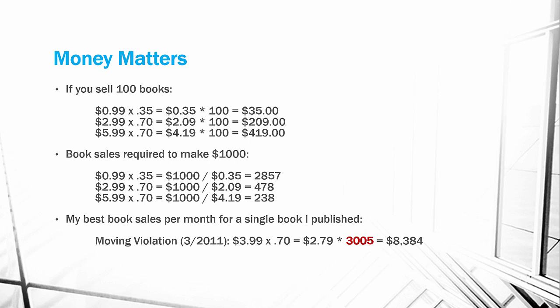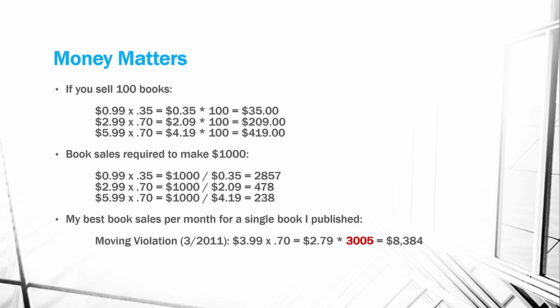Let's see what happens if you sell 100 books at 35 or 99 cents. Well, you're going to get that 35% payback or royalty, or $35. It's still some money, but you need to sell quite a few at 99 cents to make anything. Notice the jump when you go to $2.99. Oh, here we're making $209. And $5.99, if you can get them to buy those bundles, boy, $419.